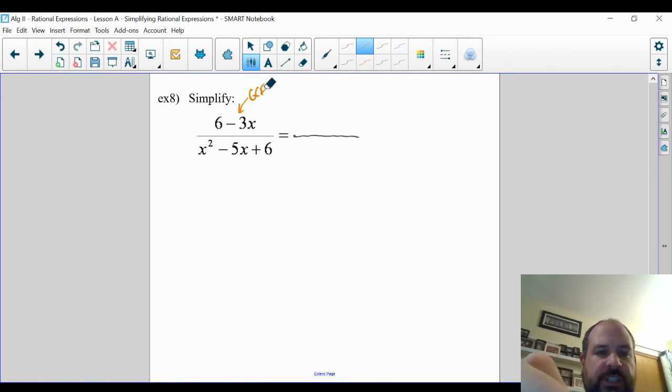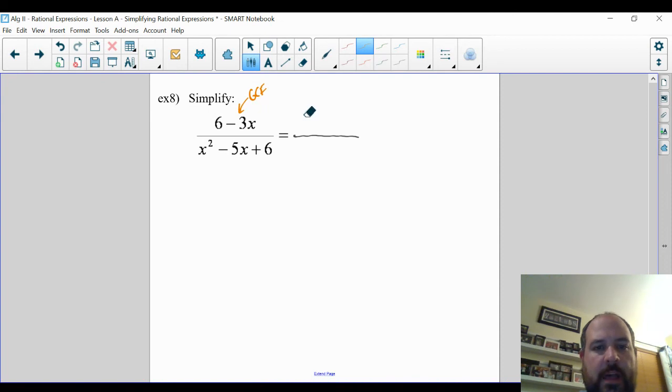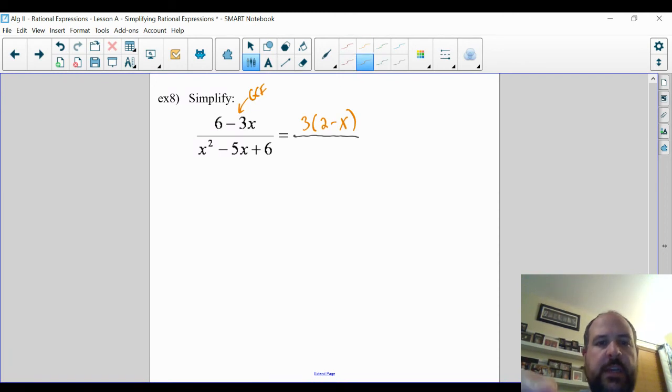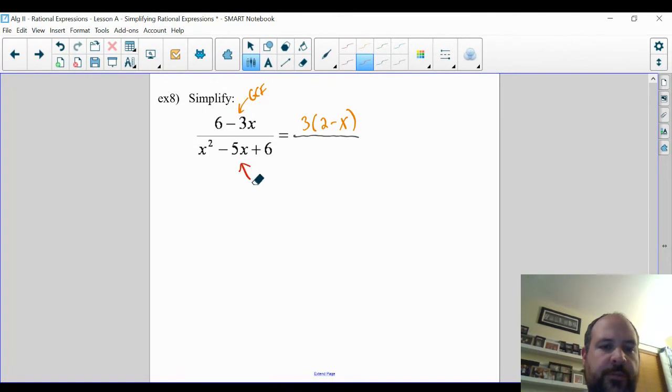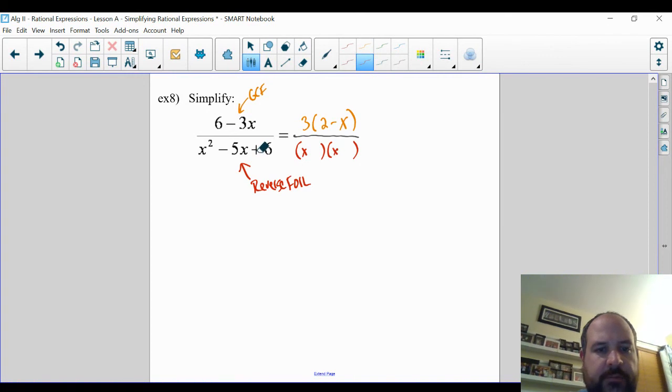This looks to me like a GCF. So I'm going to factor out the common factor there, which is 3. That leaves me with 2 minus x. In the denominator, I have x squared minus 5x plus 6. This, since it's a trinomial, is going to be reverse FOIL. So we would go through our process of reverse FOILing, split it up into the 2 binomials, x and x. Same sign, they're both going to be minus. Factors of 6 that add up to 5, that would be 3 and 2.